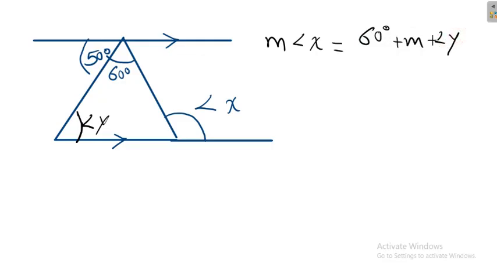What is the measure of angle Y? If you look closely, measure of angle Y and angle 50 make a Z letter. They are alternative angles between two parallel lines. So measure of angle Y will be 50 degree. So measure of angle X will be 60 degree plus 50 degree. It will be 110 degree.